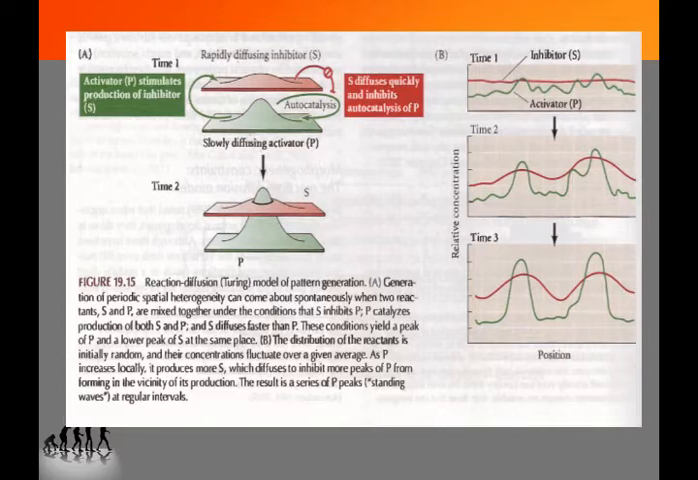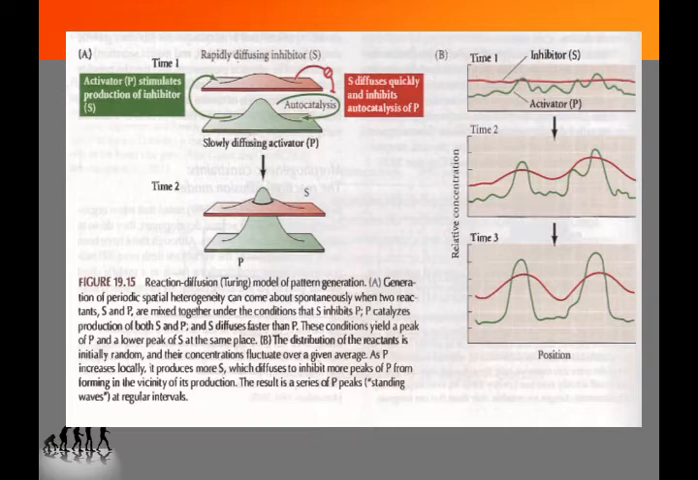Okay, we can see this figure now. This is one of Turing's models of pattern generation. In this picture, in A, the generation of periodic spatial heterogeneity can come about spontaneously when the two reactants, S and P, are mixed together under the condition that S inhibits P and P catalyzes the production of both S and P, and S diffuses faster than P. This condition yields a peak of P and a lower peak of S at the same place.